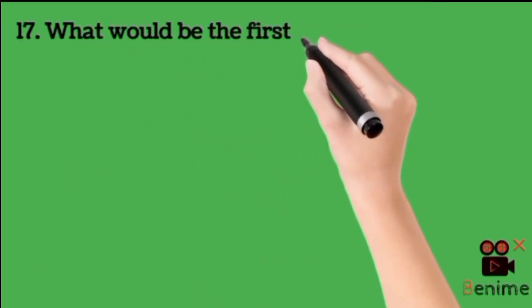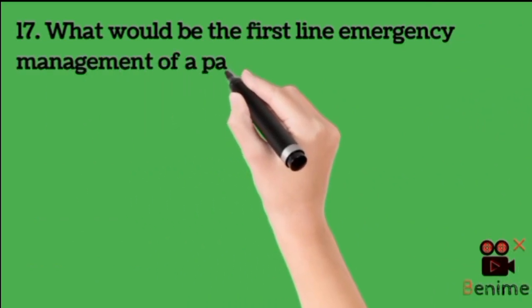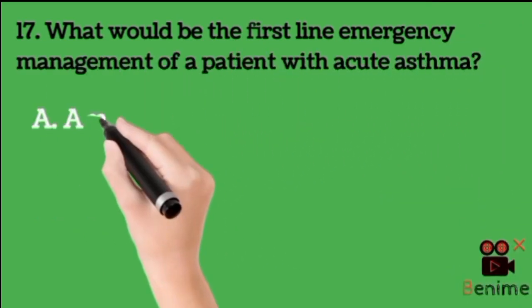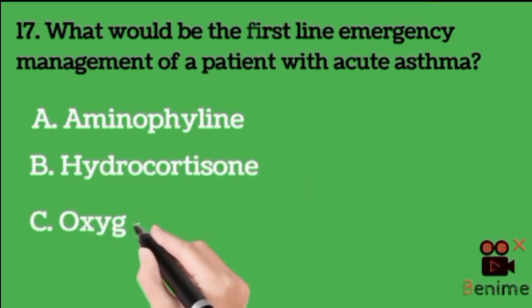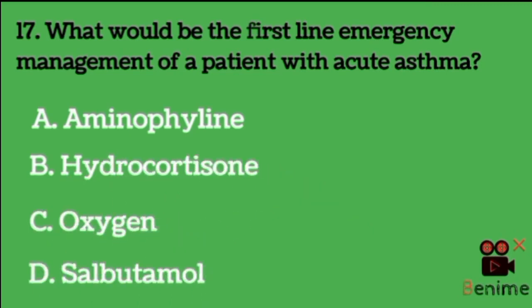17. What would be the first-line emergency management of a patient with acute asthma? A. Aminophylline. B. Hydrocortisone. C. Oxygen. D. Salbutamol.